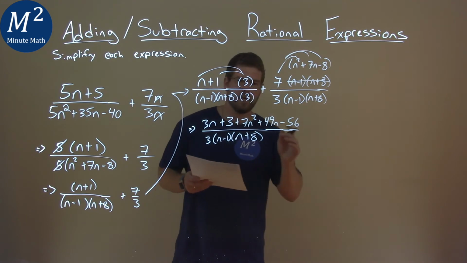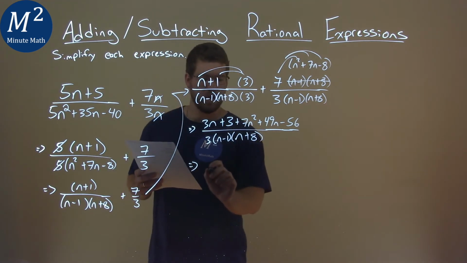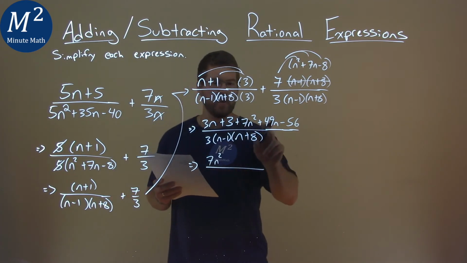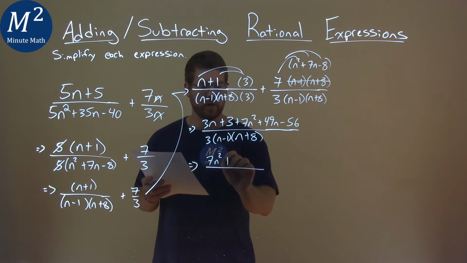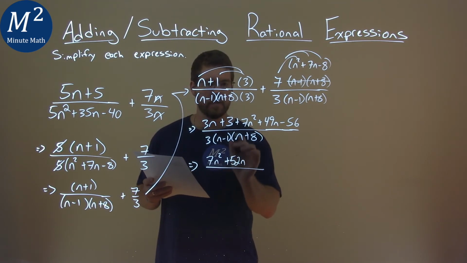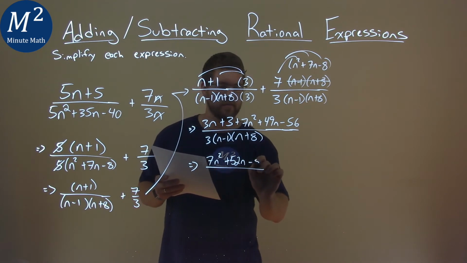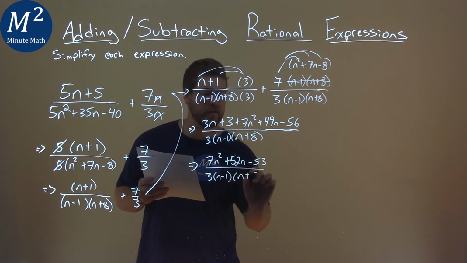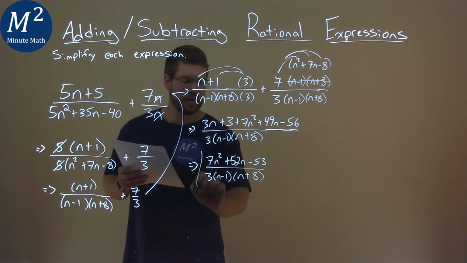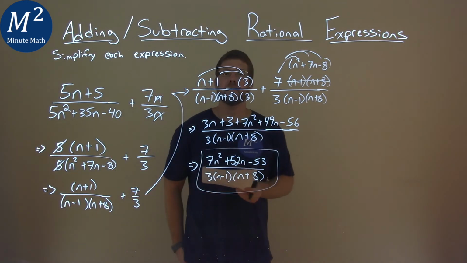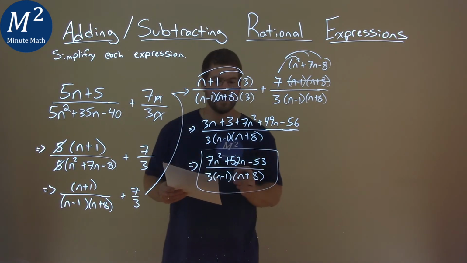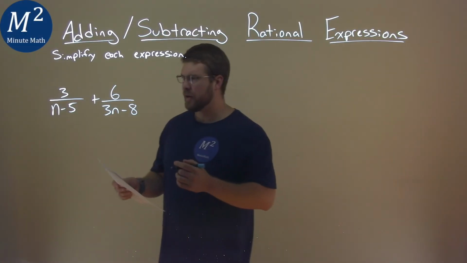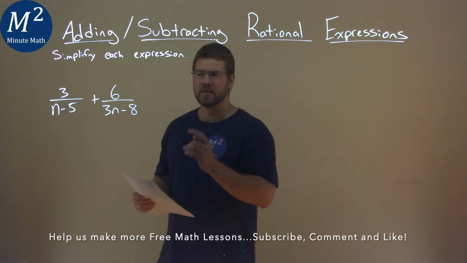Okay? So now we want to combine our like terms in the numerator. We only have one with an n squared, so we have 7n squared here. We have 49n and 3n, add to be 52n. And 3 minus 56 is minus 53. And that's all over 3 times n minus 1, n plus 8. And this actually cannot simplify anymore. And so our final answer here is 7n squared plus 52n minus 53 over 3 times n minus 1 times n plus 8.